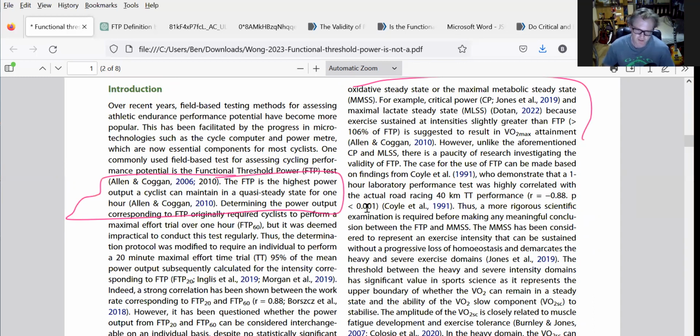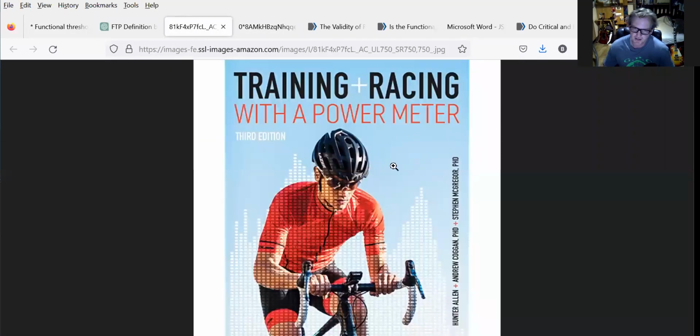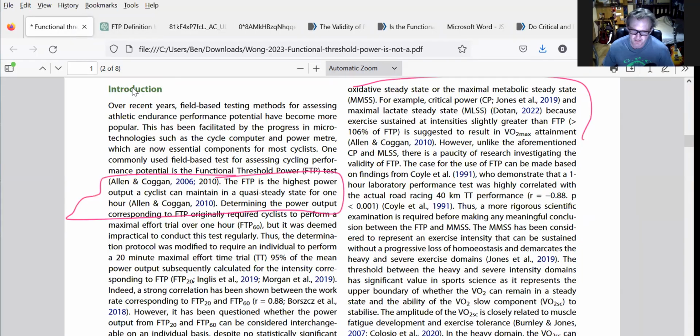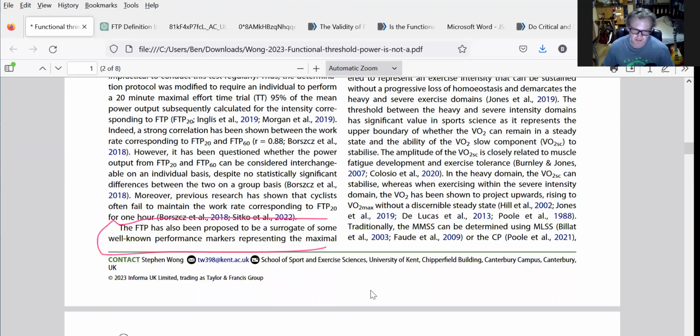So Allen and Coggan, who published the book Training and Racing with a Power Meter, they were the ones that formulated the FTP test back in 2006. So FTP is the highest power output a cyclist can maintain in a quasi-steady state for 1 hour. Okay, so that is the original origins of the FTP test.